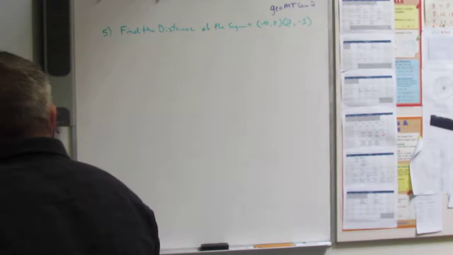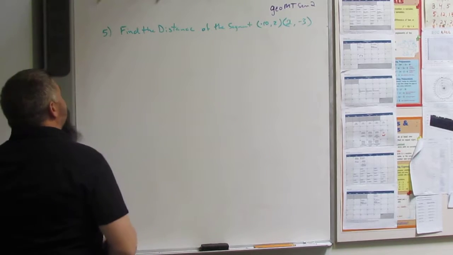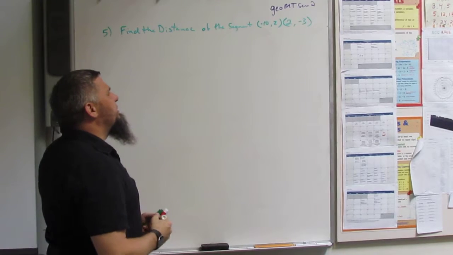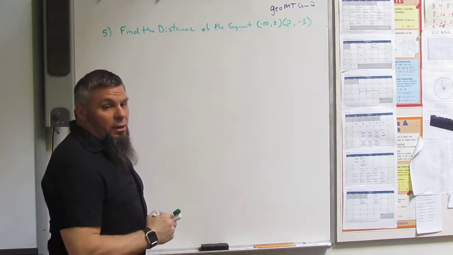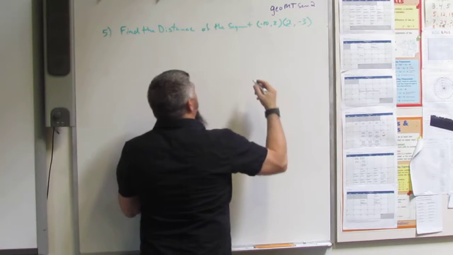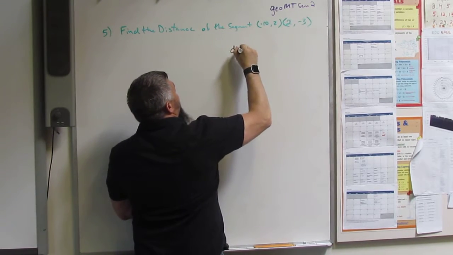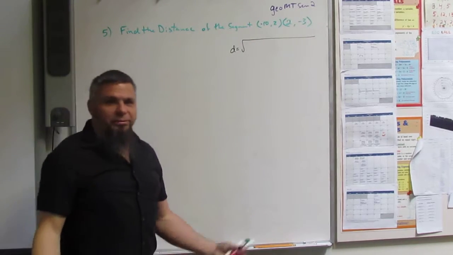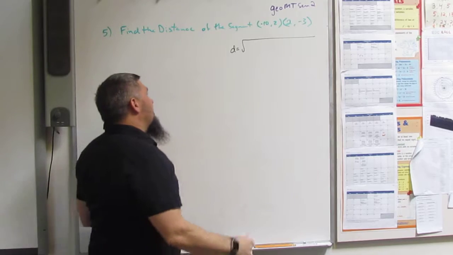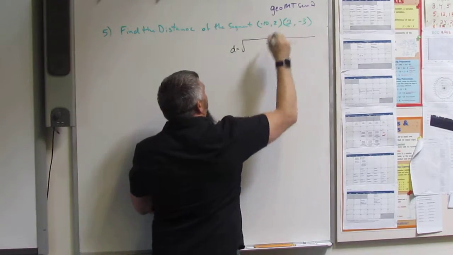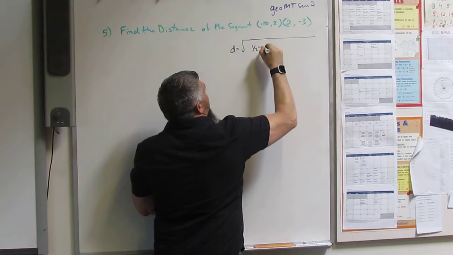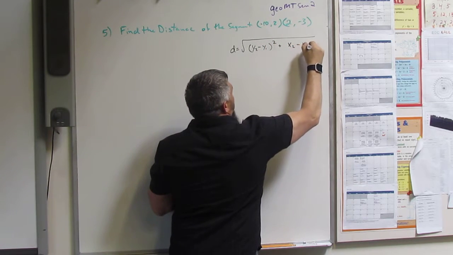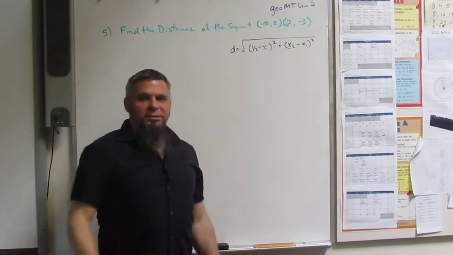Alright, problem number 5. Geometry midterm. Find the distance of the segment -10, 2 and 2, -3. Well, we need the distance formula. And the distance formula is that really easy one, right? Everyone remembers this one, right? The square root of y sub 2 minus y sub 1 squared plus x sub 2 minus x sub 1 squared. Because that's just so easy.